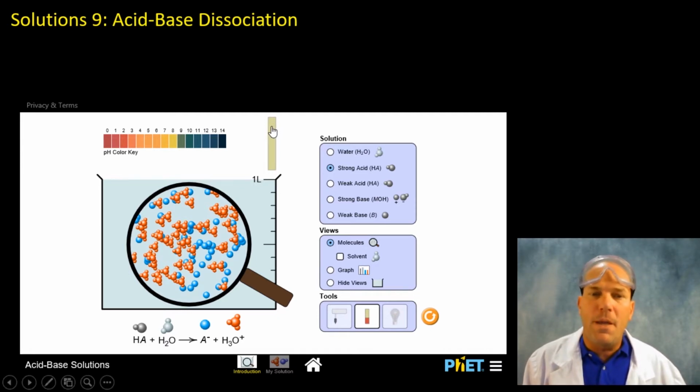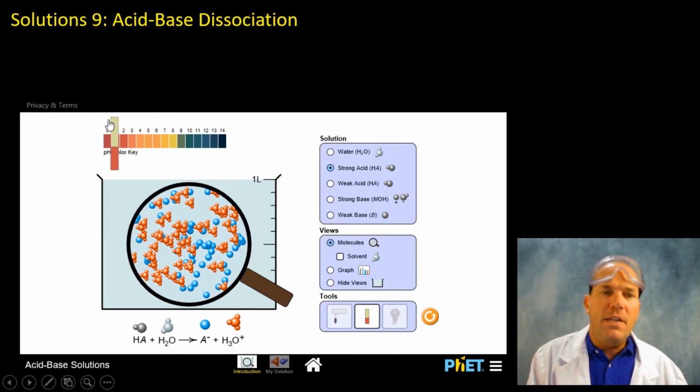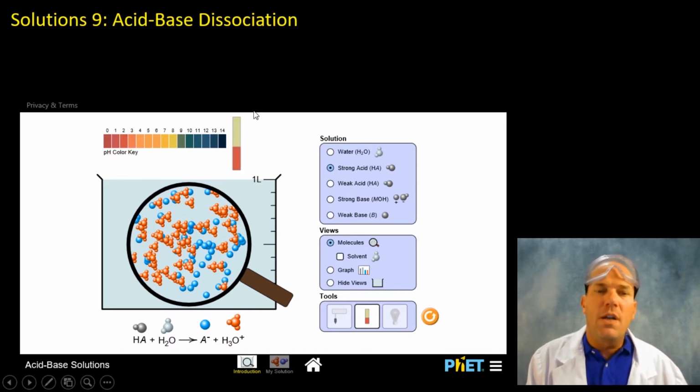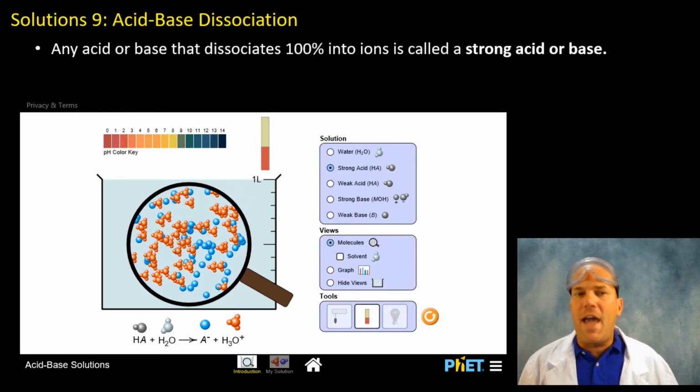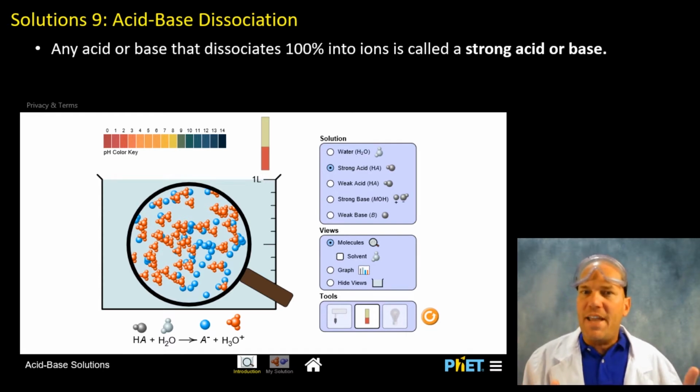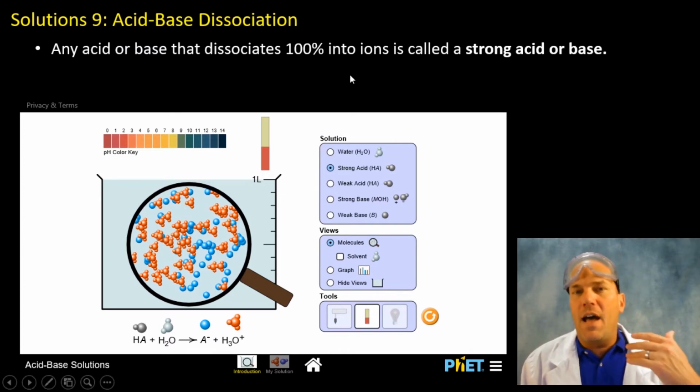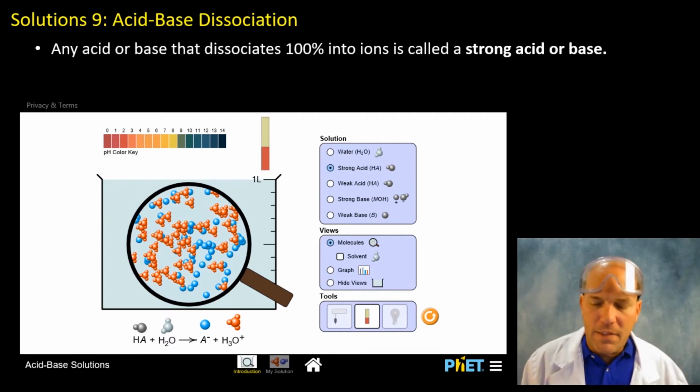Let me take my pH paper and dip it in, and we can see that we are over on this end, where a pH between, say, 1 and 2 would indicate that this is an acid. So to define this, any acid or base that dissociates 100% into its ions. Again, that's what this one-direction yield arrow means. Everything will push to the right and form hydronium ions and the anion of the acid in this case. And these are defined as either strong bases or strong acids.